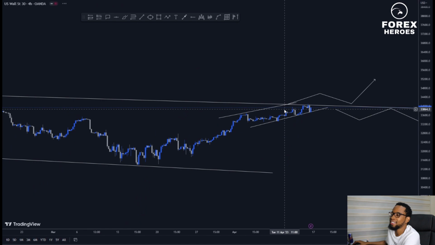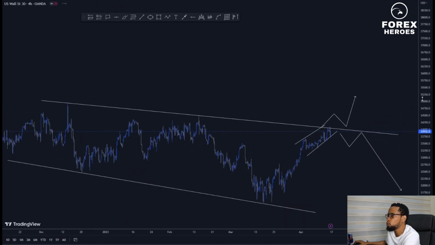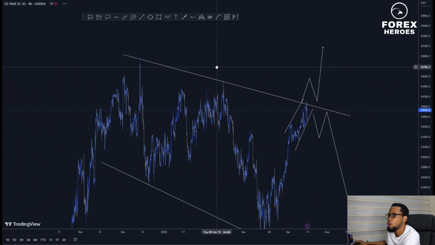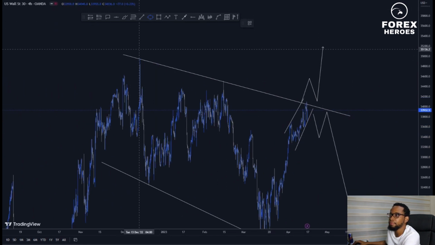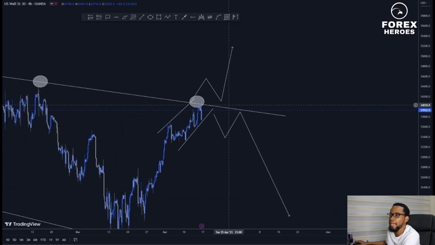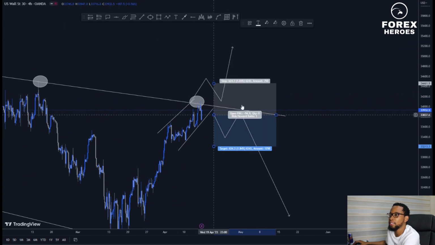So what really happened here, we can see that this is a bullish channel, but it was also a reversal pattern showing us that we have a chance of pushing to the downside, because now we're having one, two, three touches. We have this touch, one, two, three.